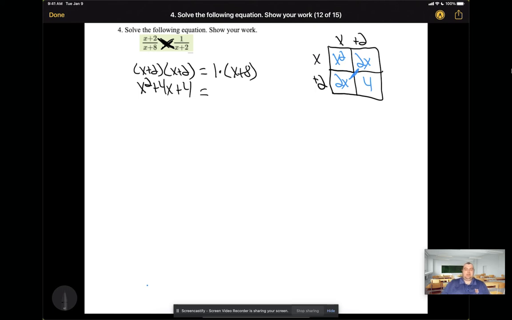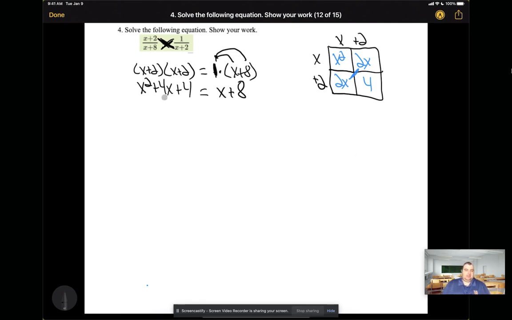And then on the right-hand side, all I'm going to do is distribute the 1. In other words, I'm going to multiply both terms by 1. In this case, because I'm multiplying by 1, that's not going to change the value, because 1 times x is x and 1 times 8 is 8. But really what I'm doing is distributing this 1 by multiplying each term inside the parentheses by that.